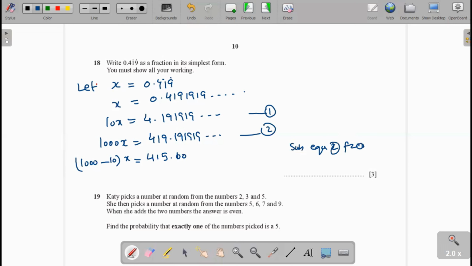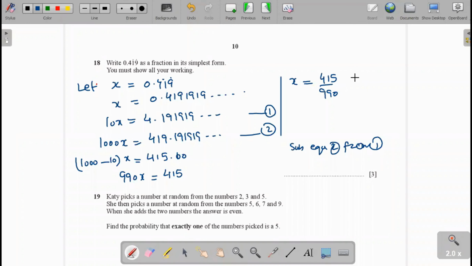From 1, now that value equals 990x equal to 415. Therefore, x will be equal to 415 over 990.